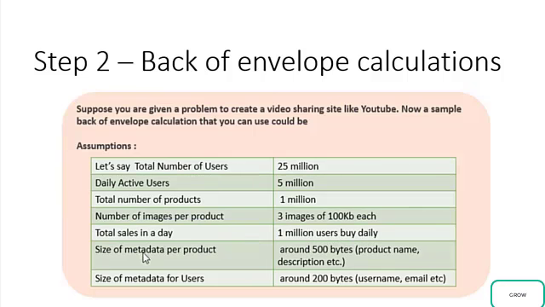Size of metadata per product is around 500 bytes. So product has different kind of attributes, right? Product name, product description, and product images where they are stored, product price. So all these attributes might say comprise of around 500 bytes of data. This is a ballpark estimate. Size of metadata for users. Even the users logging into the application, they have attributes like username, their email, their credit card information, other details. So roughly I'm giving 200 bytes to this.